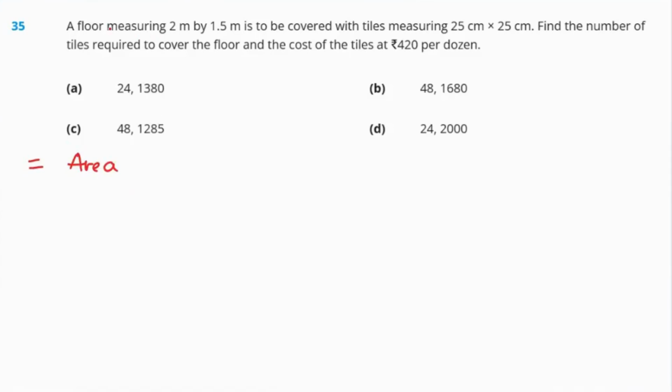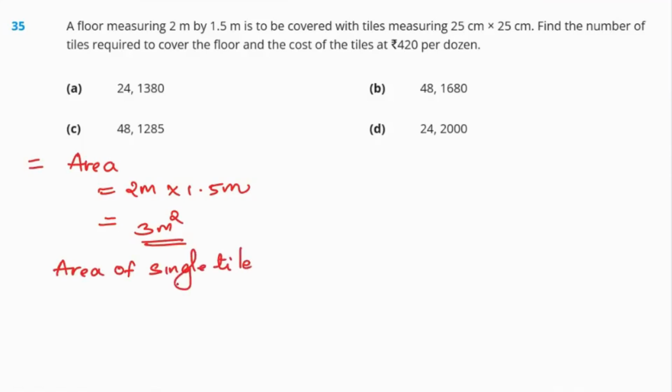Here the area of the floor is given by the length and breadth, 2 meter and 1.5 meter. So the area of that floor will be 2 into 1.5, that is 3 meter square. This will be the area. Now we will find out the area of a single tile.